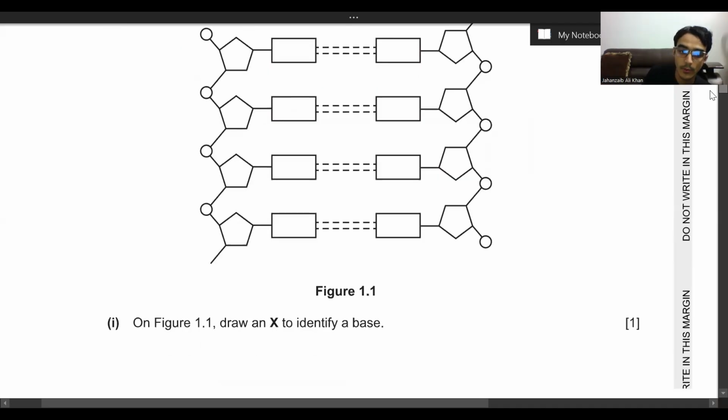On figure 1.1, draw an X on the base. Here we've got a DNA structure. We can tell that this is a pentose, a five-sided sugar ring. This is a phosphate group. And then this is our nitrogen base. It could be adenine, thymine, cytosine, or guanine, purines and pyrimidines basically. So this is our base X.